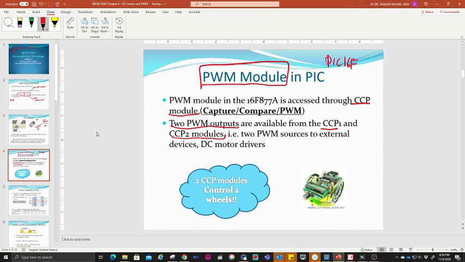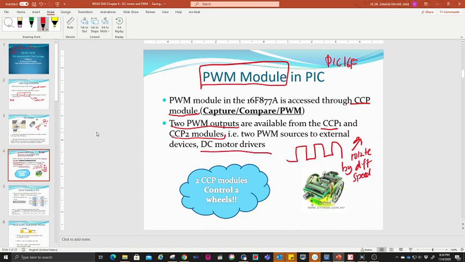So what's the function of this PWM output? It is to give the PWM to the motor so it can rotate at the different speed you give to it. So there are two PWM sources to external devices, which is a DC motor driver.